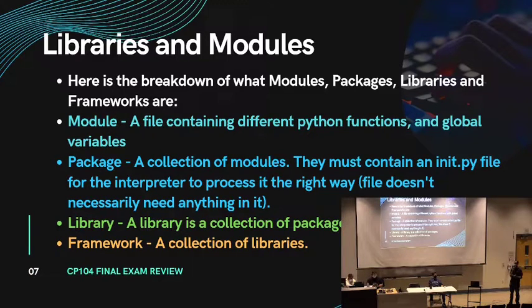A module is just a file containing libraries and global variables. A package is just a collection of modules. But one thing to note about packages is that you have to have the init.py file. That just allows the interpreter to understand what it is. And a library is just a collection of packages. A framework is just a collection of libraries. So as you can see, each one is just a box bigger than the last.